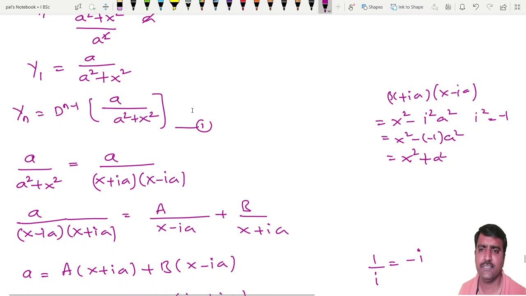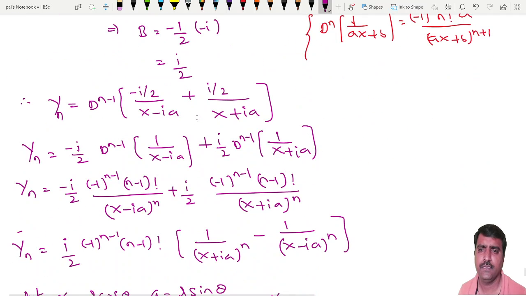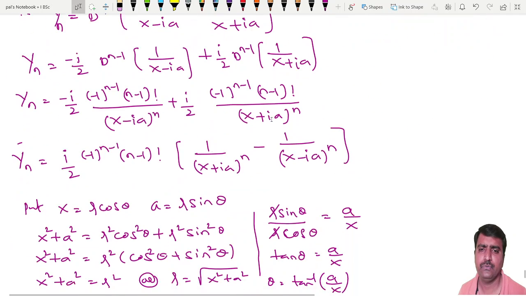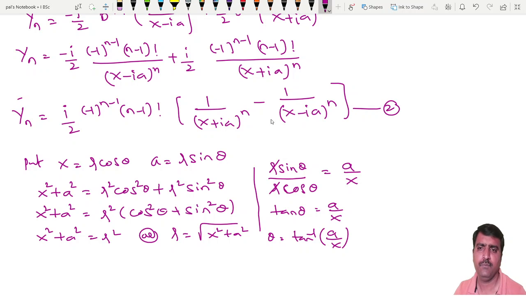Yes, this is the expression 1. This is 1. So you take this is 2, take this is 2, put all these values into it.